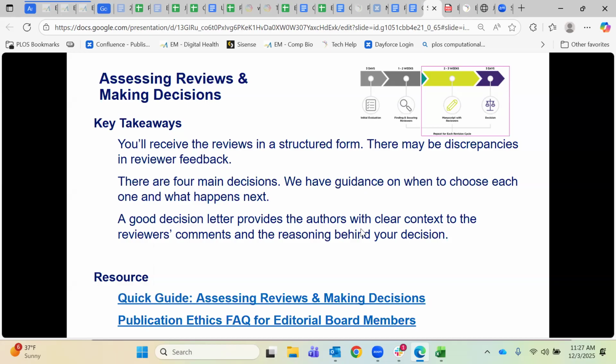Please note that reviews should not be edited when they come to you. But if you have a review that you think is inappropriate, please do flag that to us in the journal office or the pub ethics team. But please do not edit the reviews yourself if you think that they need to be written better.